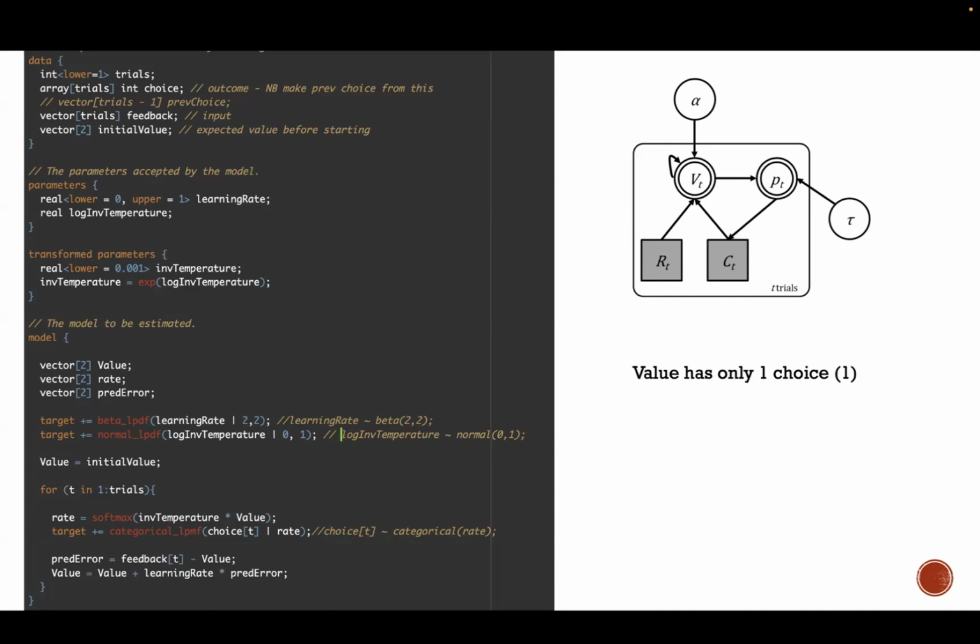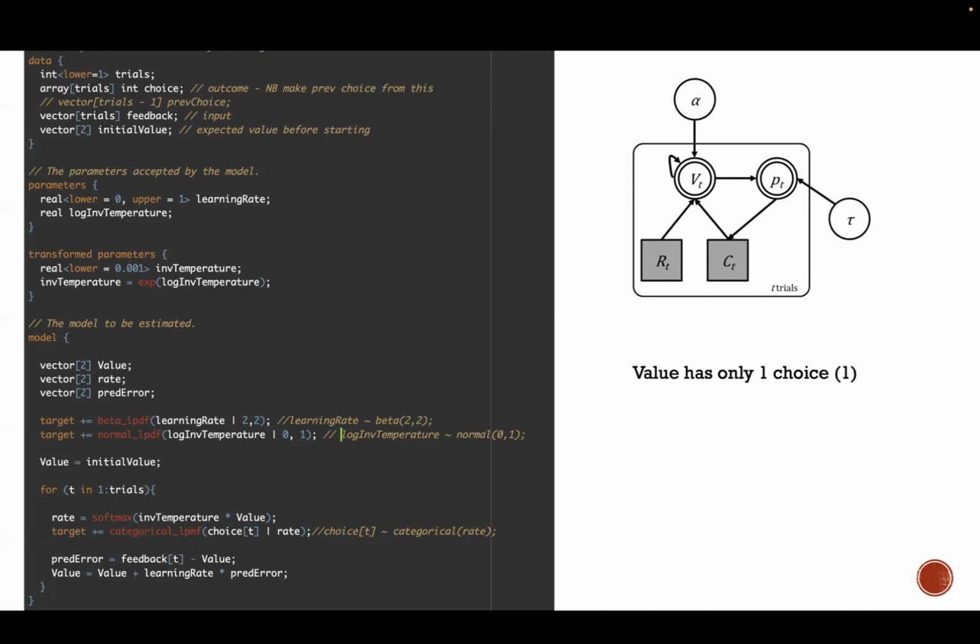What happens if I work in log space? It's not log odds. It's actually log space. Yes, it's always positive. By definition, the inverse temperature, the tau in the model, can only be a positive value. And so by putting it in log, I'm sort of ensuring that that's the case. I have here a transform parameter that says that the inverse temperature is the exponential of the log inverse temperature.